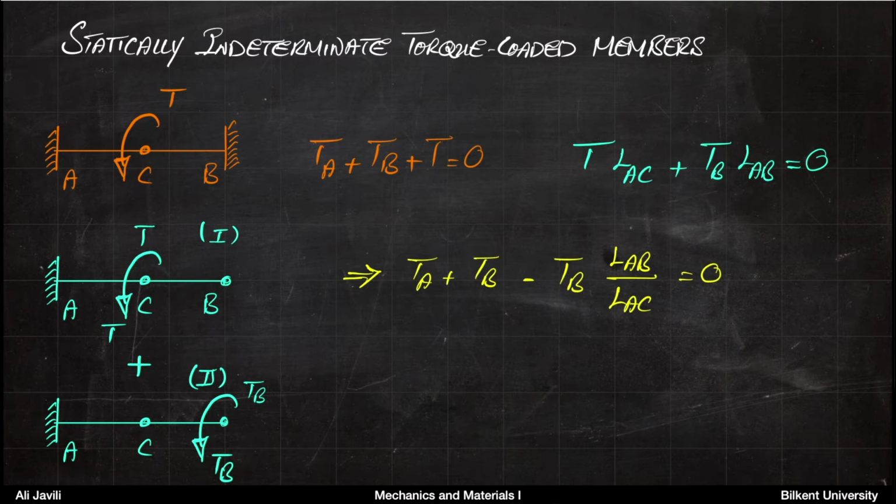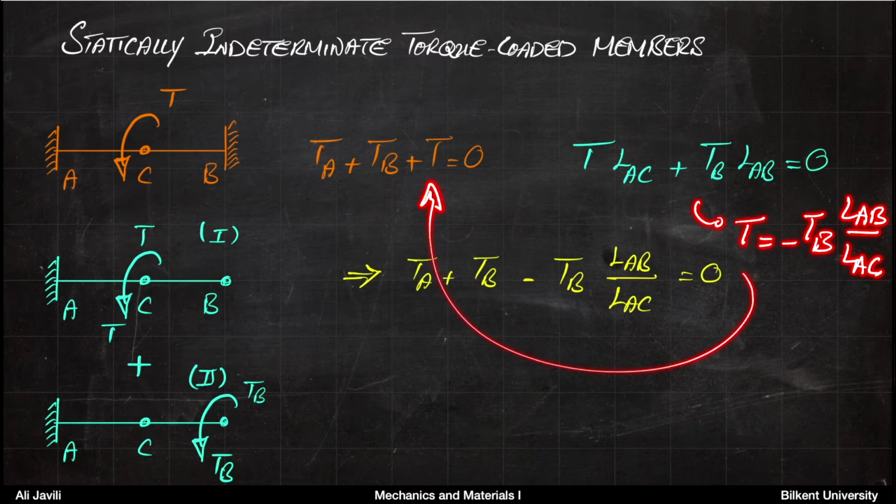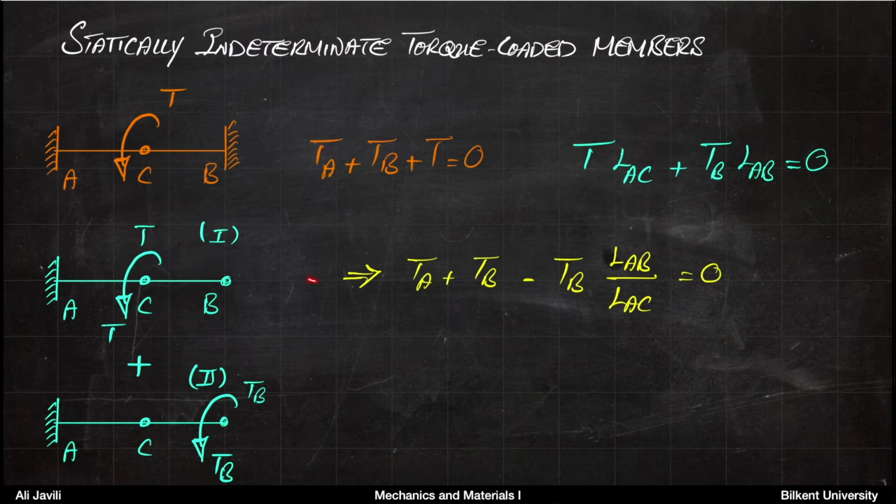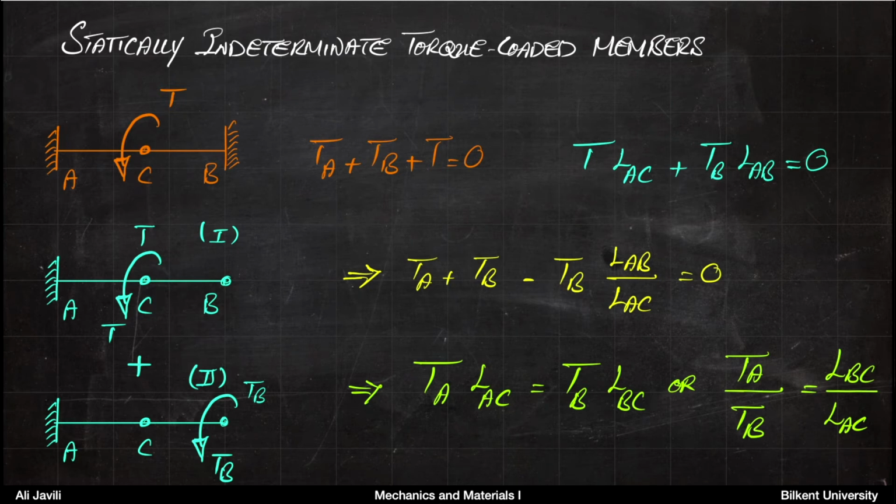So what we do here is that from this system, you can see that T is minus TB LAB divided by LAC. And then you insert that T into your first equation. So you end up with the yellow equation here. And then if you reorder these terms, you would have this relation: TA LAC is equal to TB LBC. Or you can say TA over TB equals LBC divided by LAC.